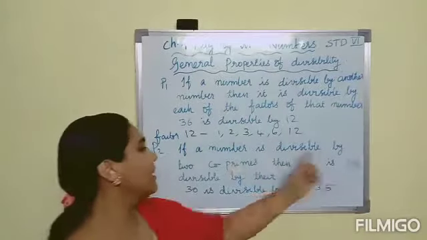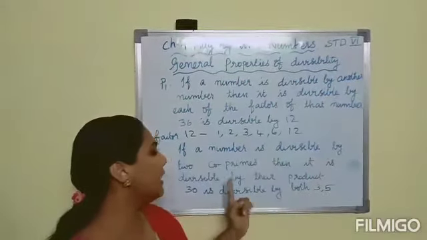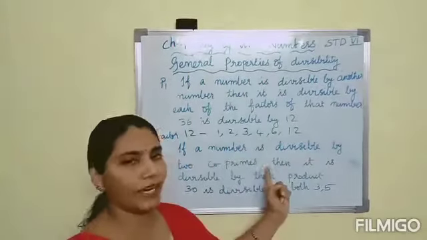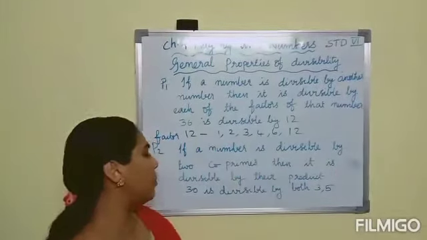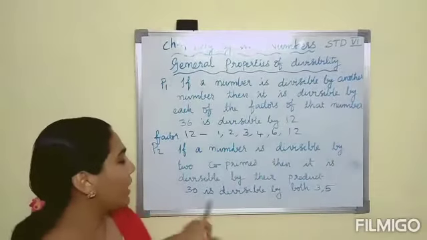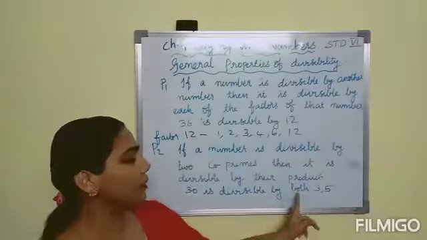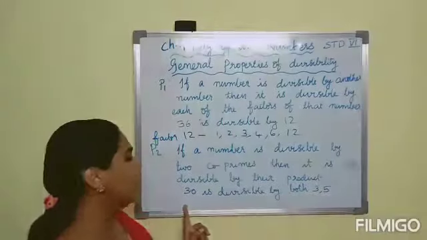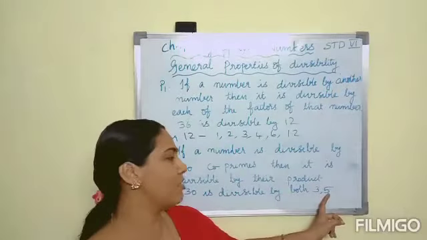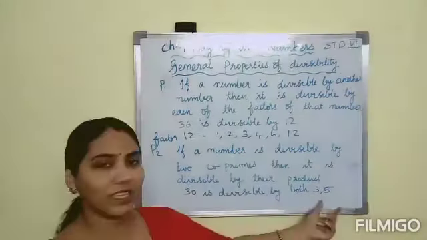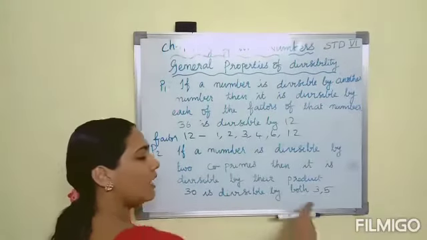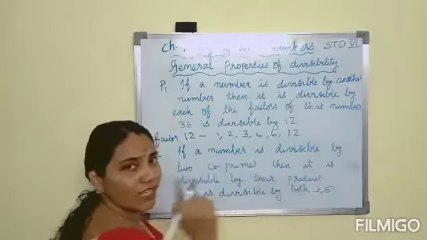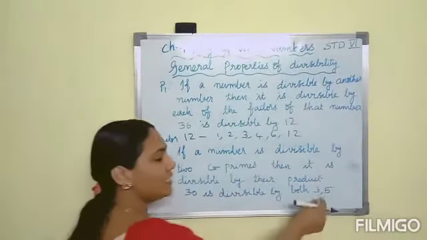If a number is divisible by two co-primes, then it is divisible by their product. So I took one number, 30. 30 is divisible by both 3 and 5. If you divide 30 by 3, you get 10. If you divide 30 by 5, you get 6. So you can divide 30 by both 3 and 5. And what about 3 and 5? They are co-primes. Why? If we take their factors, you will get only 1 as the common factor. So these are co-prime.